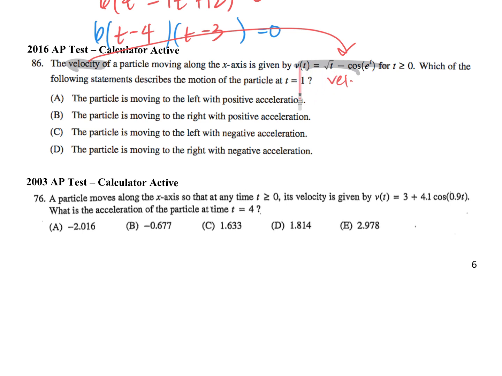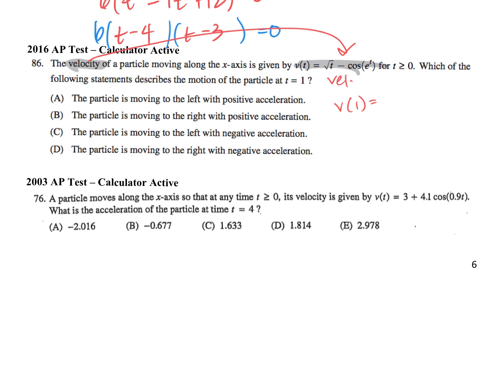There's the velocity equation. So what can we do? Just plug it in. Let's go find v of 1, the velocity when t is 1. You can type that right in your calculator. You can type in root 1, but I hope that we all know root 1 is 1. Root 1 is 1 minus the cosine of e to the 1. And make sure that you are in radians.